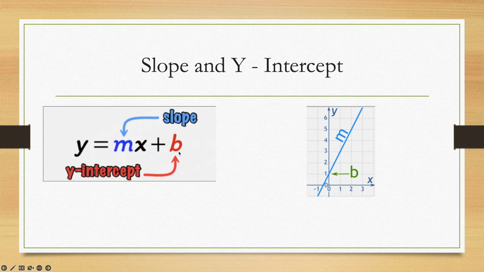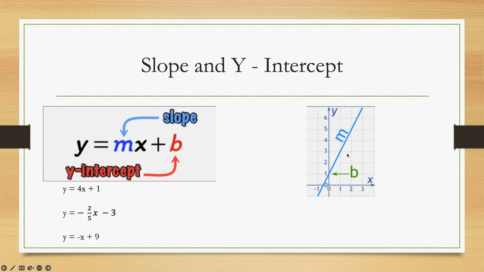Now, why do we use an m for slope? Because it's how you move. Why do we use b for the y-intercept? Because it's where you begin. In this graph over here, you would mark the y-intercept to begin, and then you move according to the slope. In this case, the slope is 2. You'd go up 2 over 1.